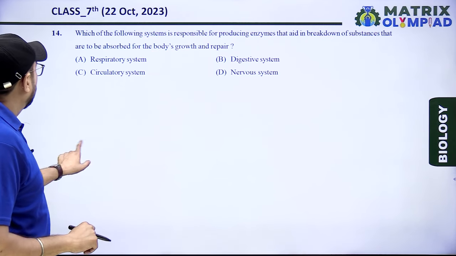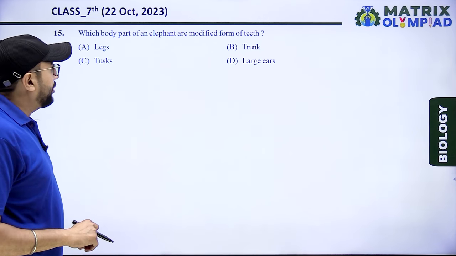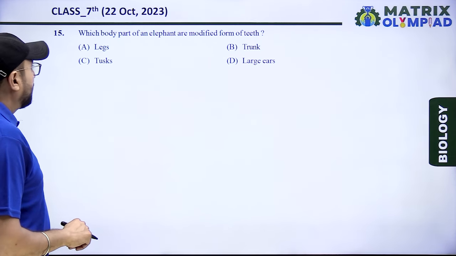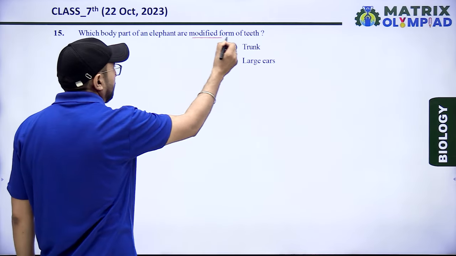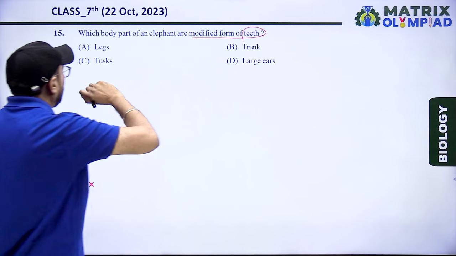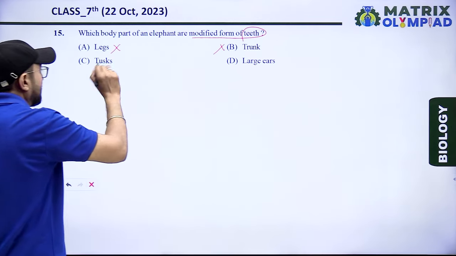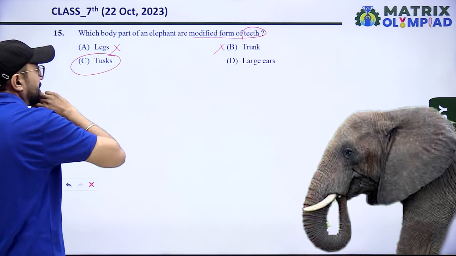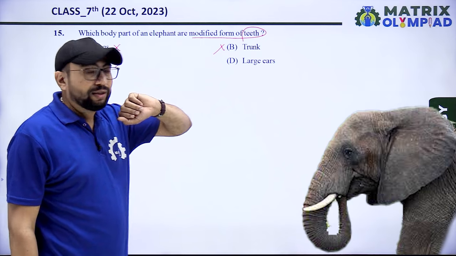Next, which body part of an elephant is modified from the form of teeth? Legs, no. Trunk, no. Tusk. Tusk is the right answer that is a modified form of teeth.